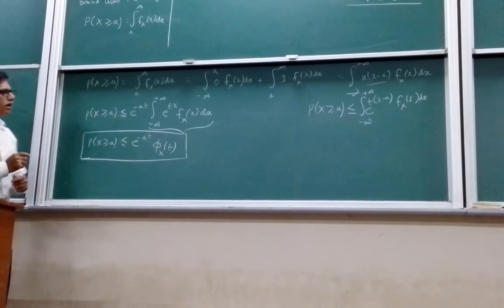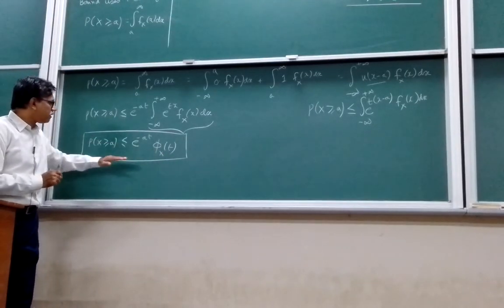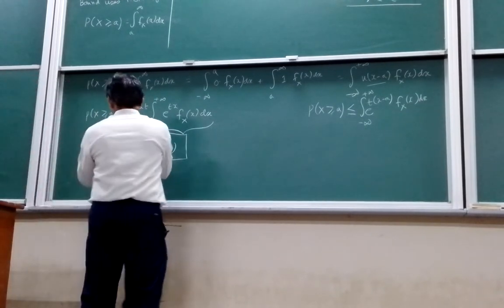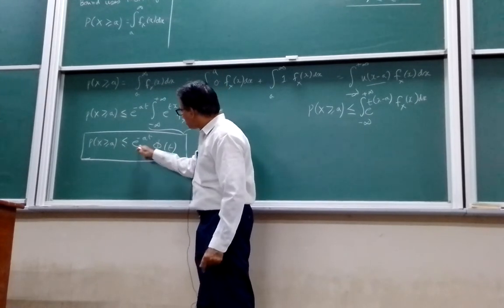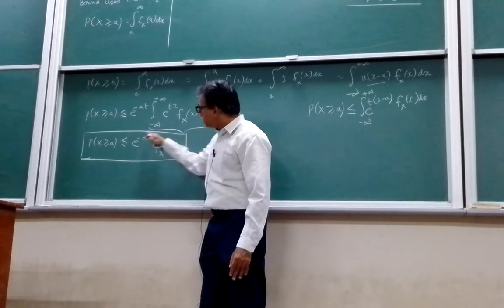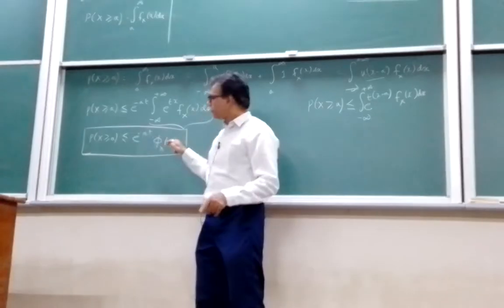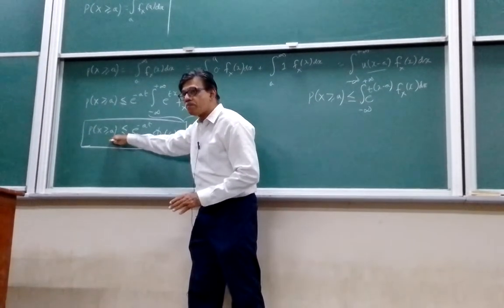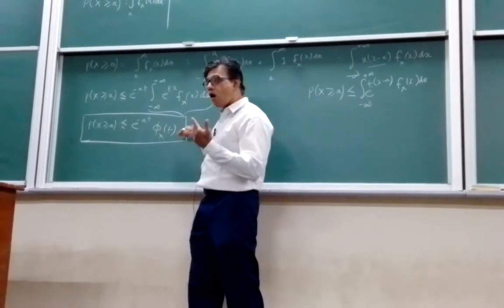But now what we have to do is, this is true for whatever t you are taking. Whatever a you take, this holds true. So this is also a function of t, and it will take the minimum value at a certain t. Even at that point, this inequality should hold. That is when we will know a tighter bound for the probability that X is greater than or equal to a. This is true for all t.